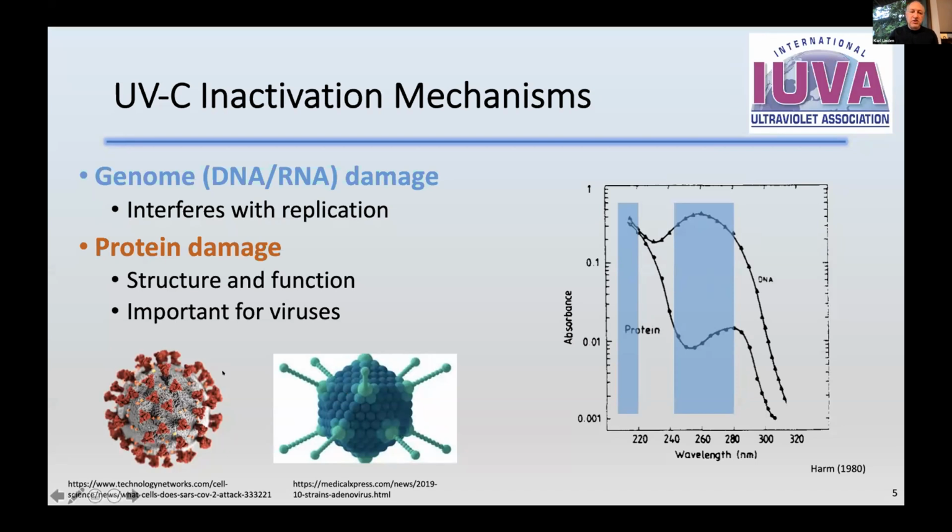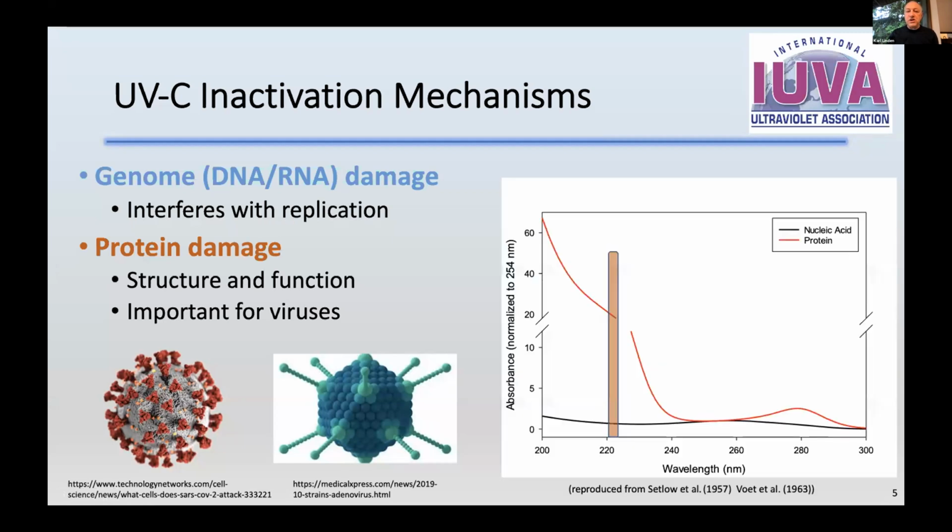If you look at the two pictures on the left here at the bottom, we see SARS-CoV-2 and adenoviruses. And all these little features on the outside of the virus are all proteins. These proteins mediate the attachment mechanisms and the infection mechanisms of the viruses. If we could damage those proteins, we can cause inactivation of these pathogens and eliminate their infectious capability. And the proteins primarily absorb in the range of, say, 280 nanometers, in this little peak here, as well as very strongly below 240 nanometers.